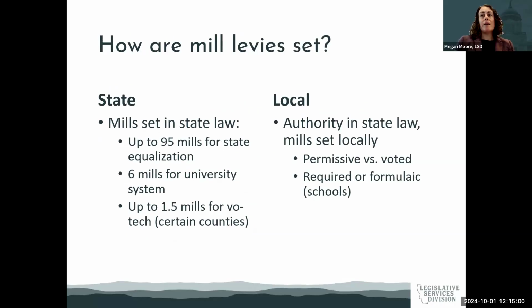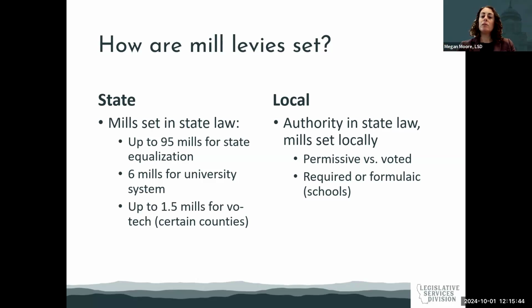How mill levies are set varies based on the entity. For the state, there are mills set in state law. We have up to 95 mills levied in state law for state equalization of K through 12 education. We also have a 1.5 mill levy for vocational technical education that's levied in the counties that have a vocational technical school. There is also a 6 mill university system levy in state law. This was enacted as a legislative referendum and has been in the past. However, it's in state law, so the legislature can also choose to amend that.